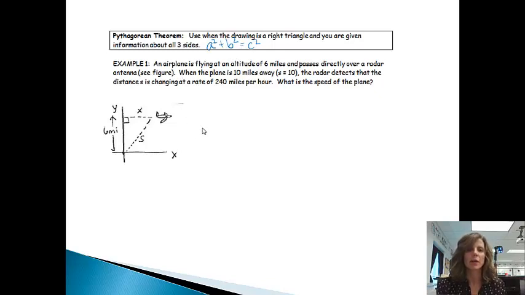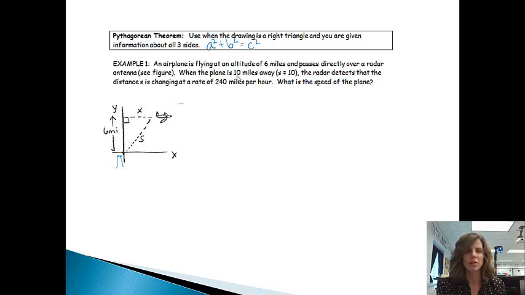An airplane is flying at an altitude of 6 miles and passes directly over a radar antenna. You can look at the figure. My radar antenna would be down there somewhere. When the plane is 10 miles away, so when s equals 10, you'll notice here's my s, so I'm 10 miles away from that radar. The radar detects that the distance is changing at a rate of 240 miles per hour. What is the speed of the plane?